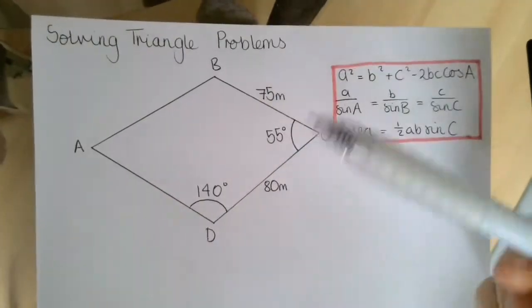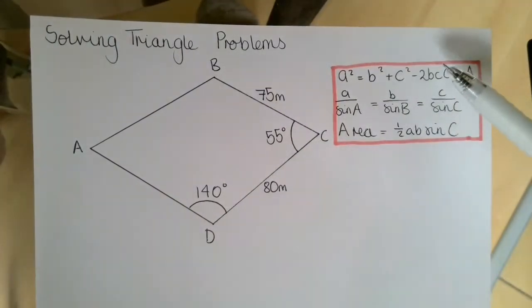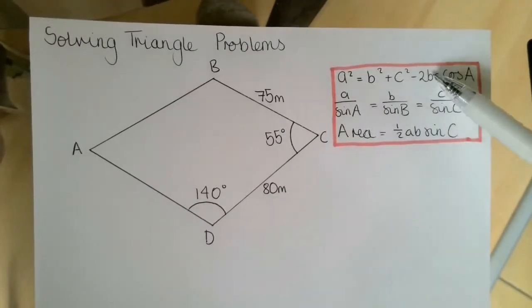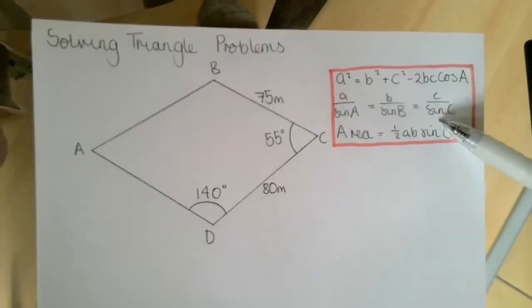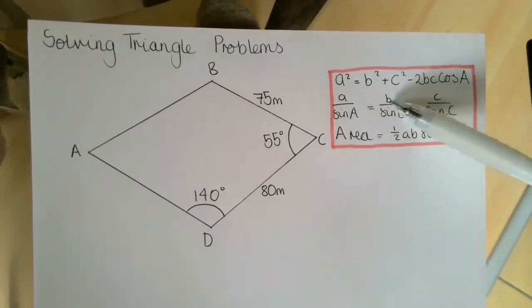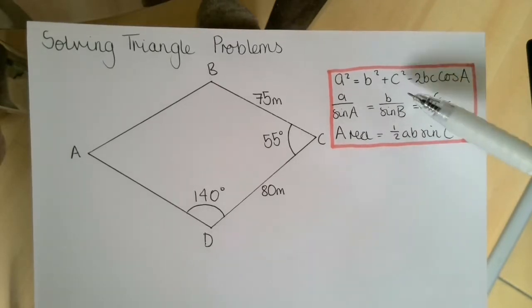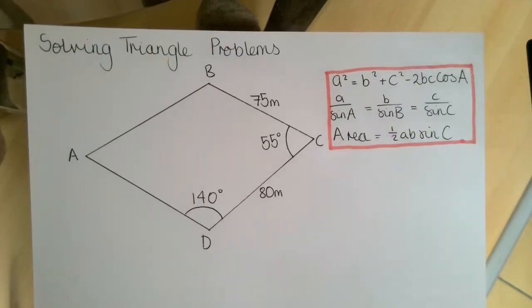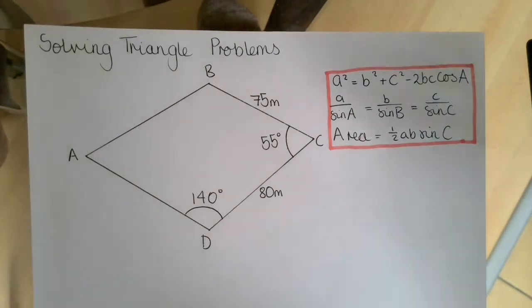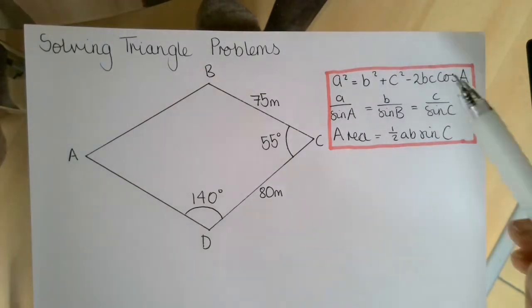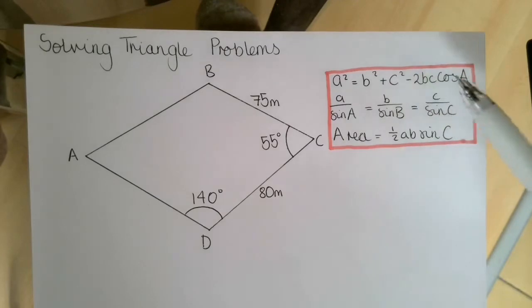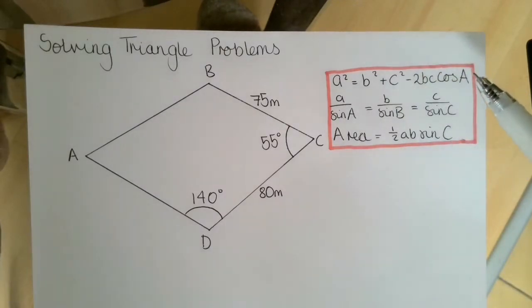So you should have read the question, and I've actually put here the cosine rule, the sine rule and the formula for the area of any triangle. These three equations are something that you are expected to know once you go into your exam. So this shouldn't be new to you. You've seen them all at GCSE and you've seen them this year.